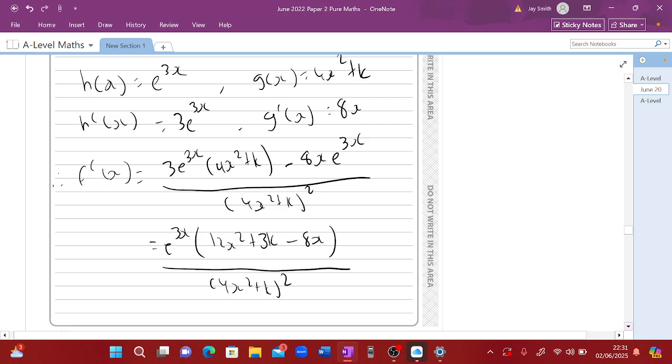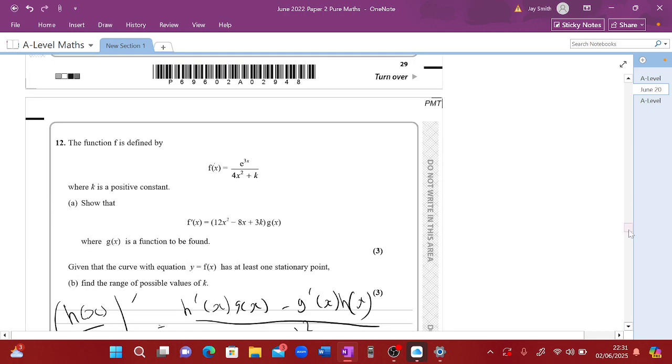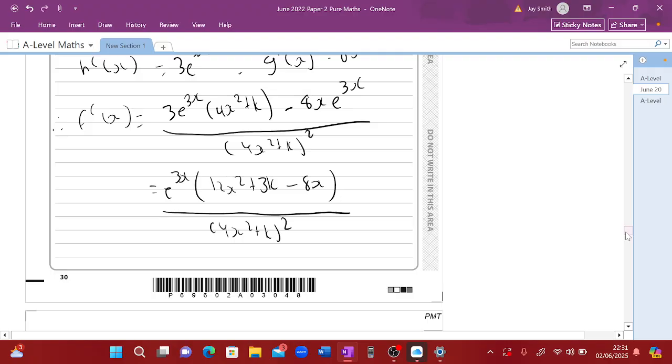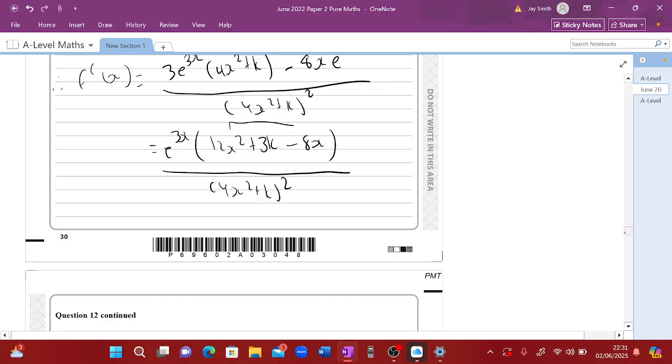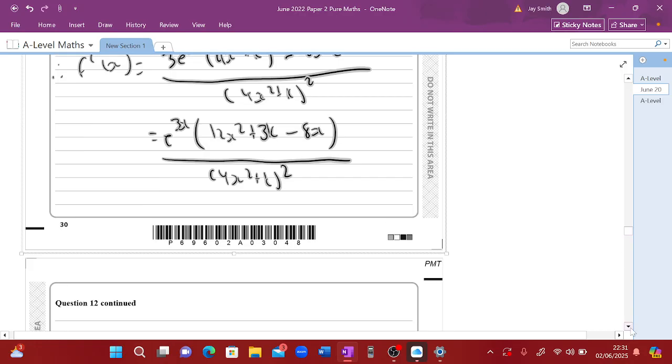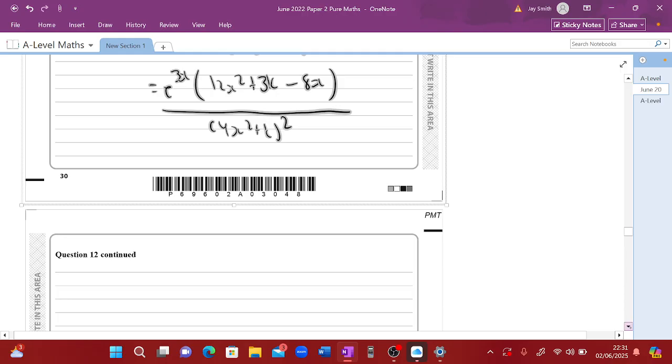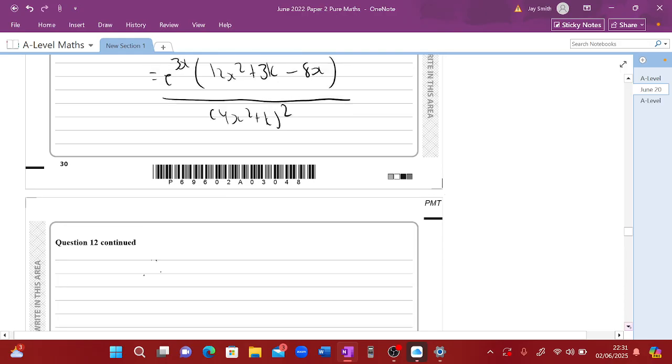What does it say it wants us to do after this? We need to write it in the form of 12x squared minus 8x plus 3k, lots of another function. Okay, my 12x squared, was it minus 8? Yeah, so we've got this bit, this quadratic. So therefore, the derivative will become 12x squared minus 8x plus 3k, lots of e to the 3x over 4x squared plus k, all squared. So that's our function.